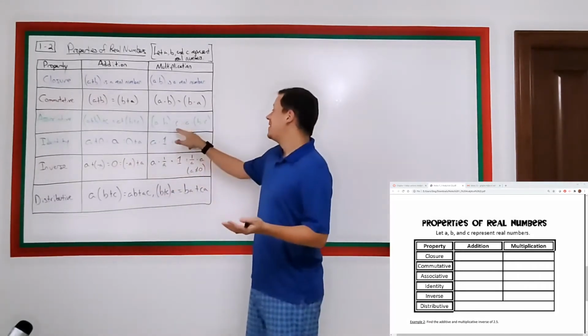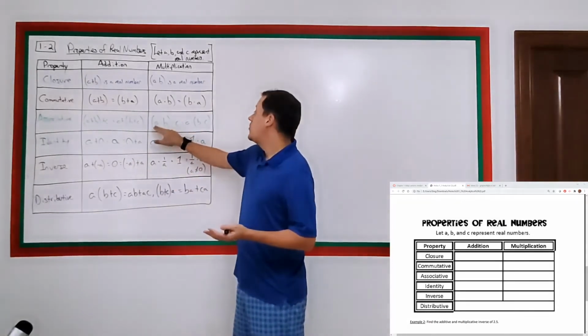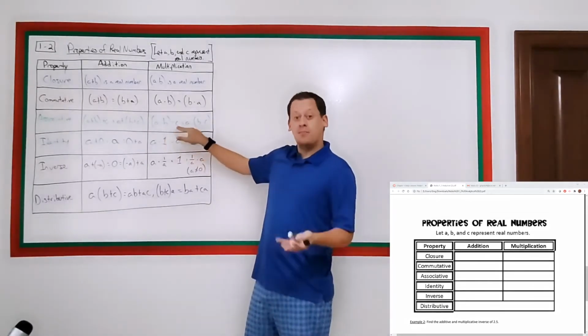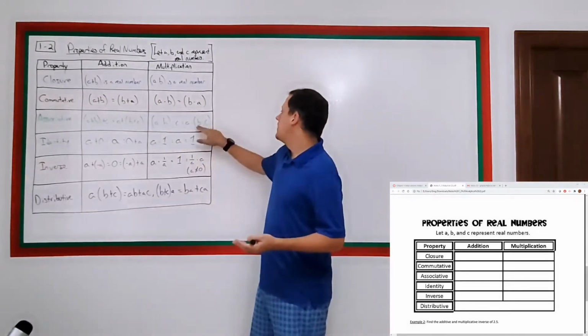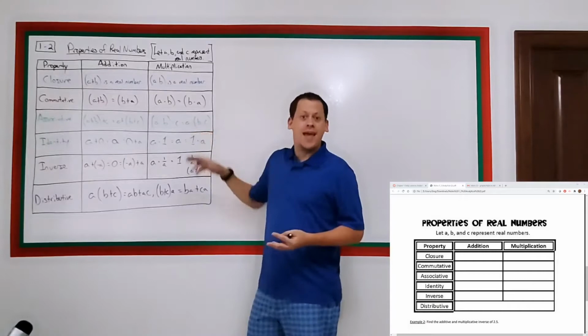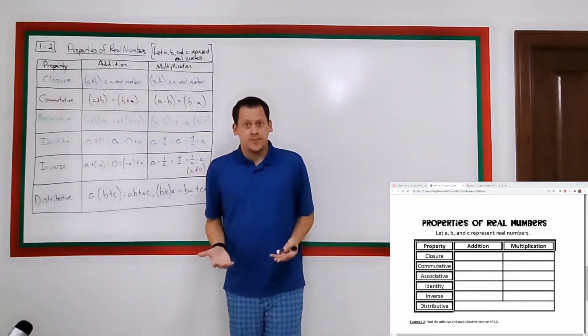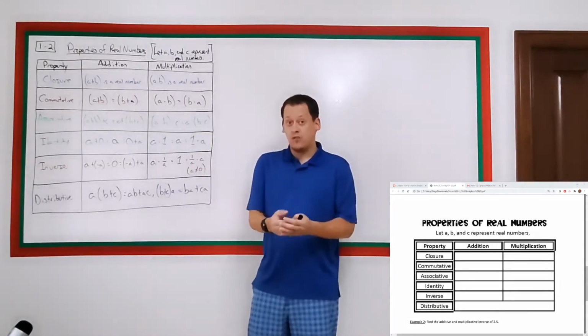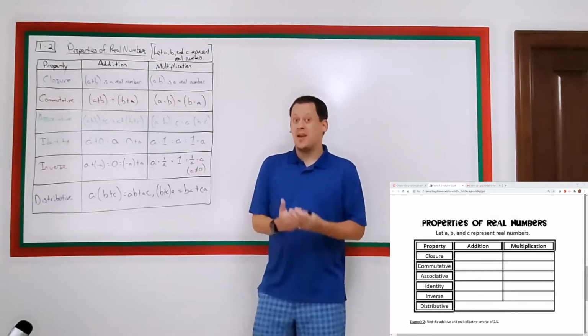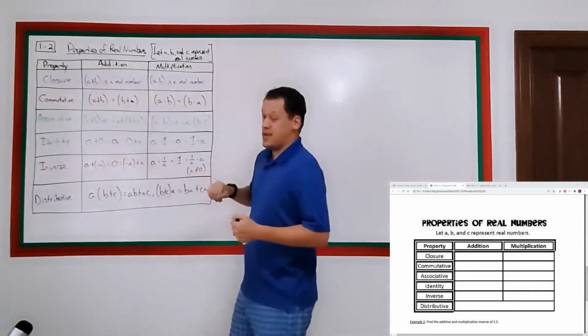Or multiplication. You can multiply A times B first and then multiply C, or you can multiply B and C first and then multiply A, and you get the same answer. Again, this doesn't necessarily work for subtraction or division, just addition and multiplication.